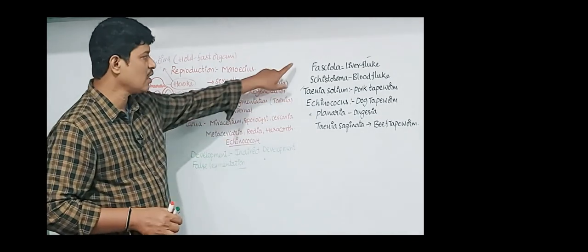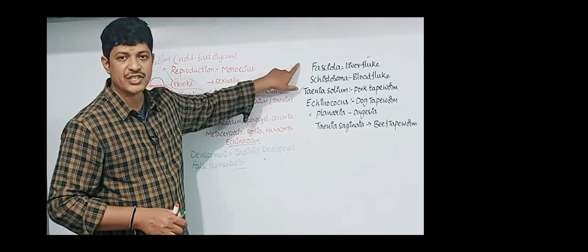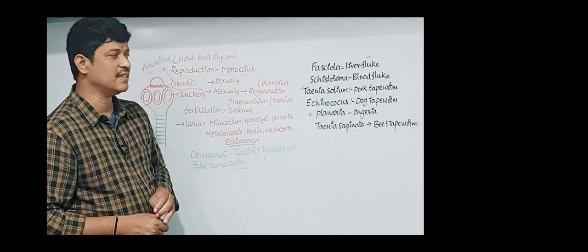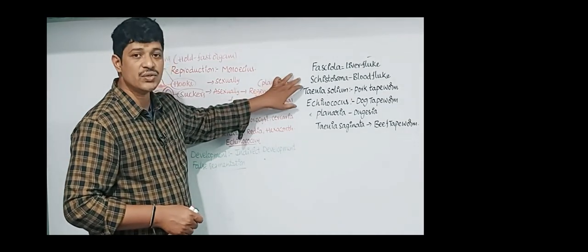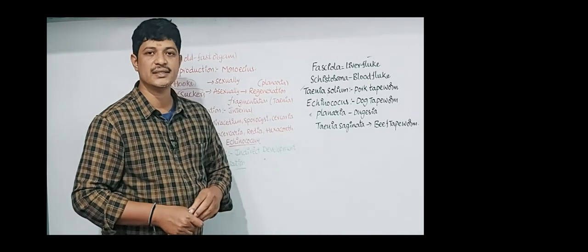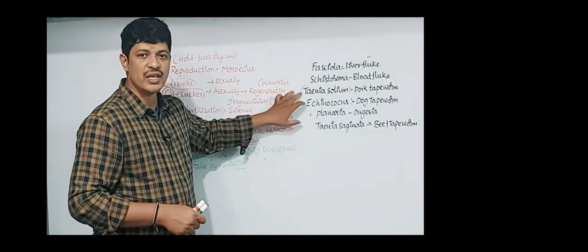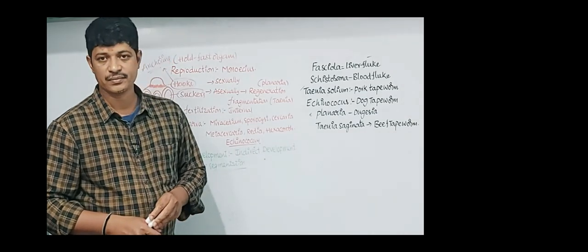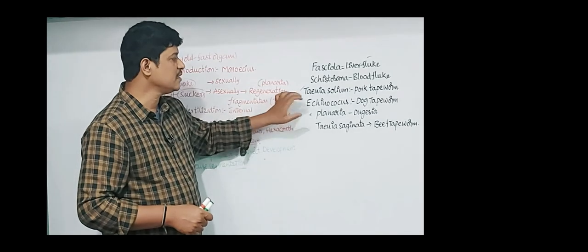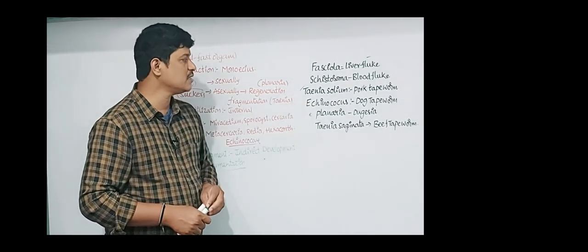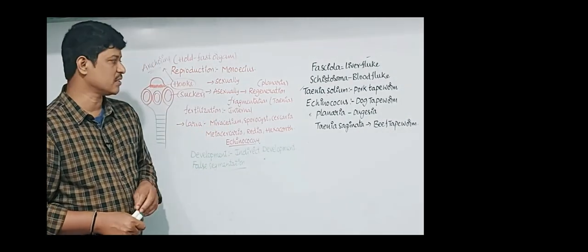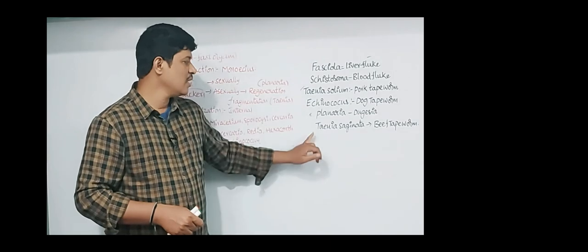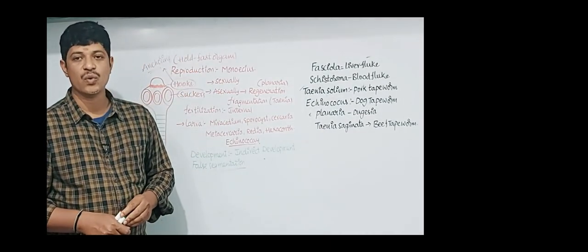Now coming to the examples: Fasciola hepatica, the common name is liver fluke, which causes liver rot disease. Schistosoma haematobium is commonly called blood fluke. And Taenia solium: people who eat pork get a disease called taeniasis, so the common name is pork tapeworm. Echinococcus granulosus is the dog tapeworm. Planaria, common name Dugesia. Taenia saginata is called beef tapeworm.